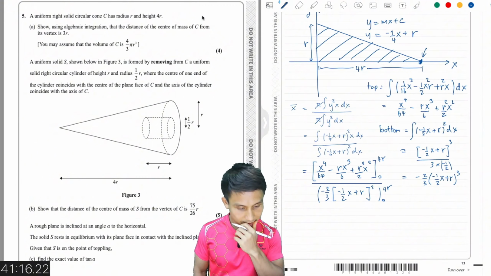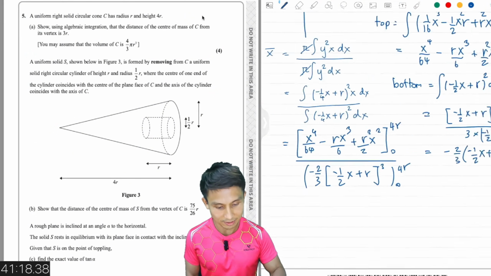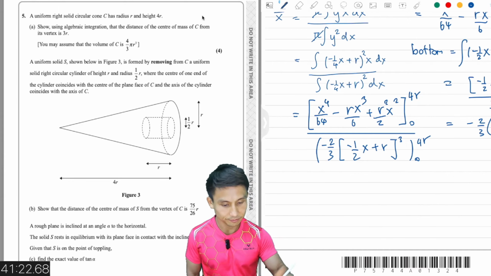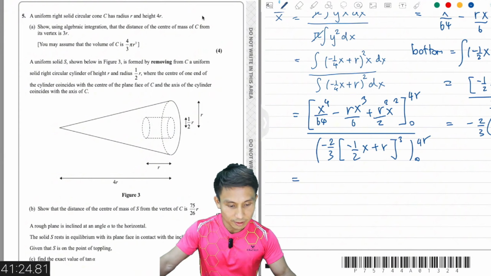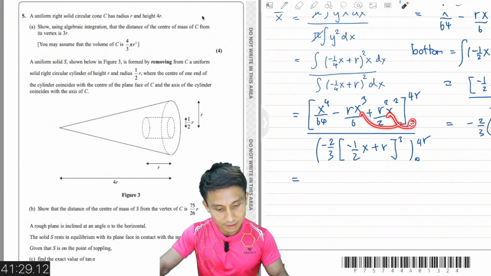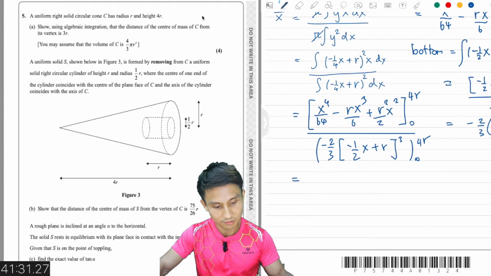Okay, let's see if I copied everything correctly, right? Okay, so we're going to go from 0 to 4r. Okay, that's some work there. I mean, if we look at the lower limit here, subbing all in, we get 0. That's convenient, right?